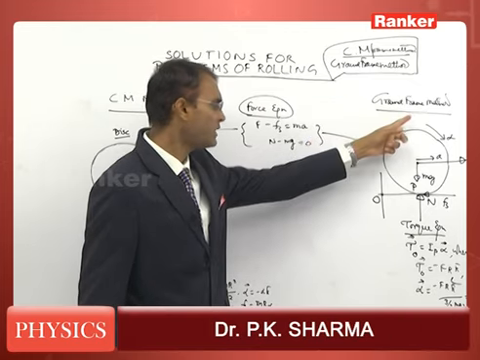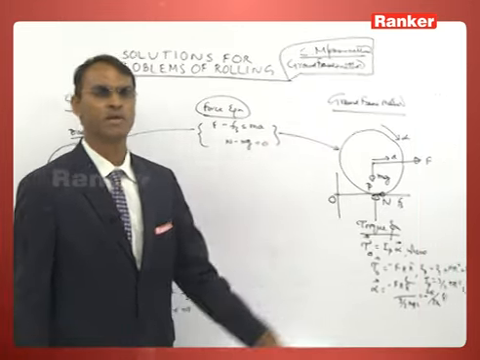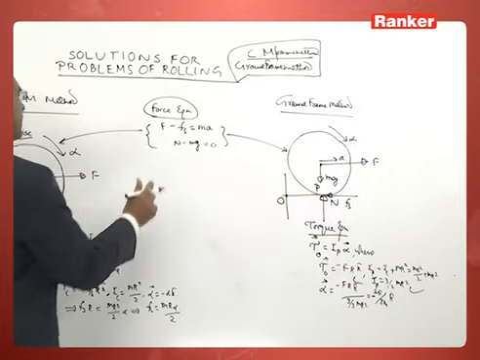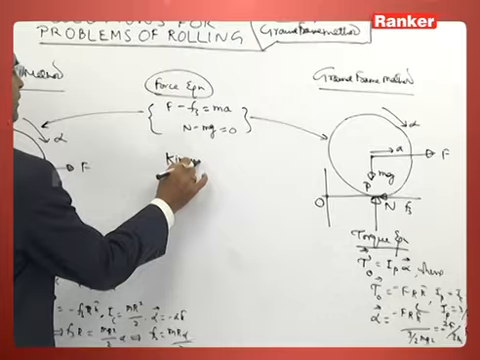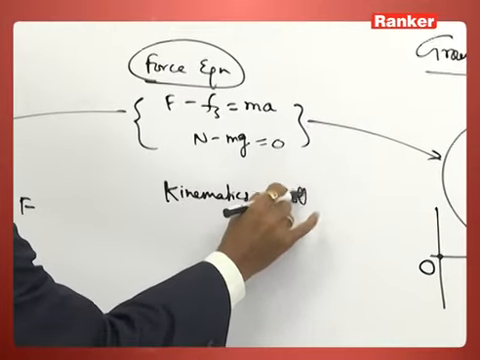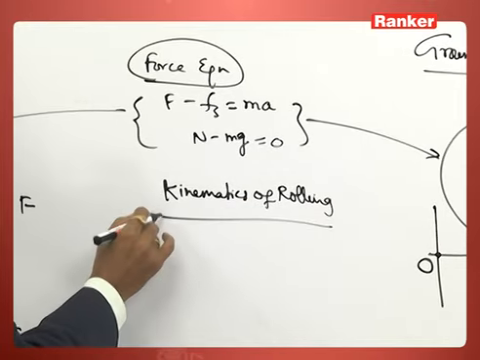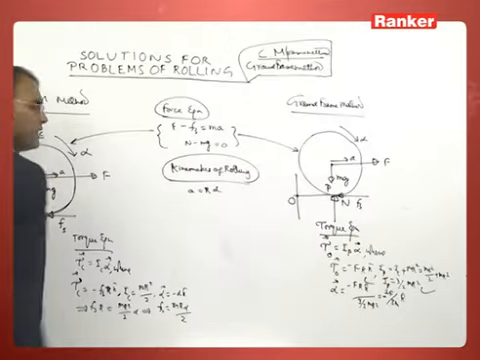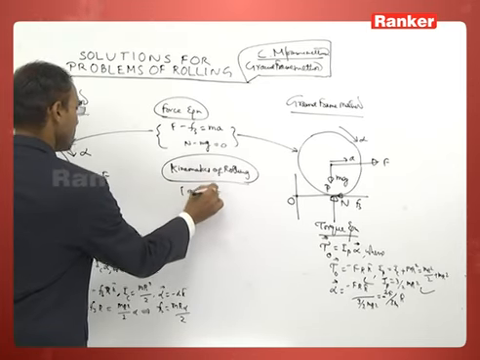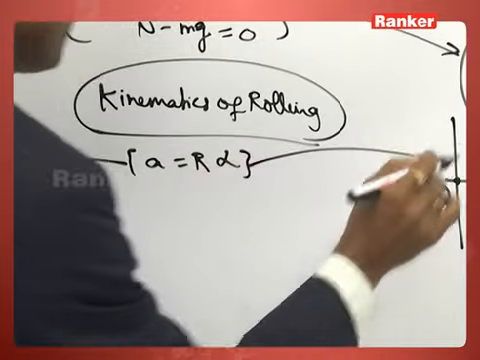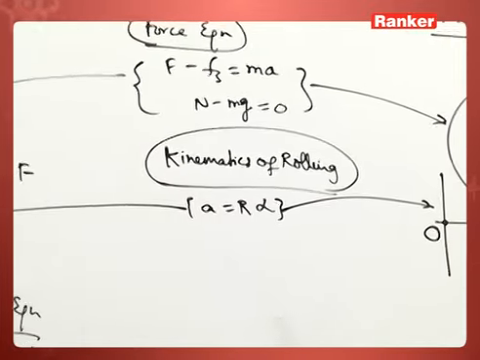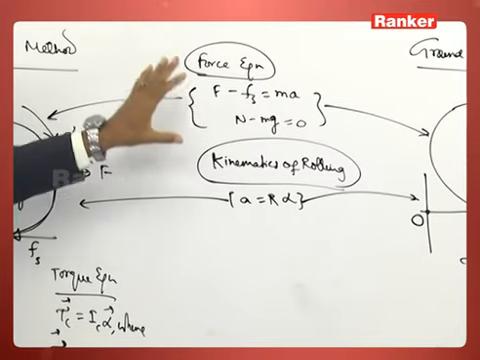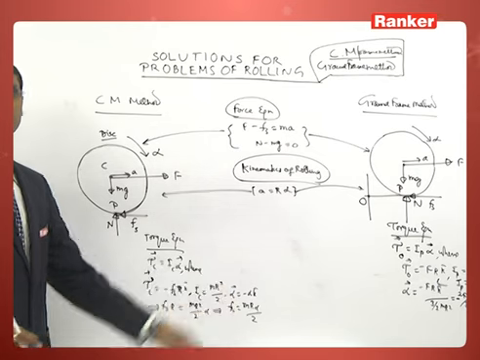However, in the ground frame method, directly we are getting alpha by using the torque equation. That's the difference. So, to get the alpha, we have to use the other equations, the force equation and the kinematics of rolling. That is given as A is equal to R alpha, and this equation is also valid for both the methods. Both methods can use this equation. These two equations, force equation and kinematical equation, are common in both methods, but the torque equation differs.